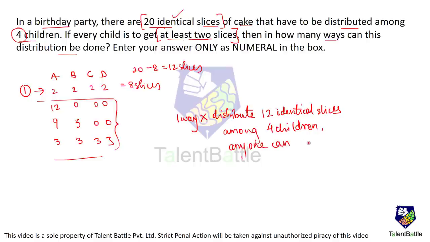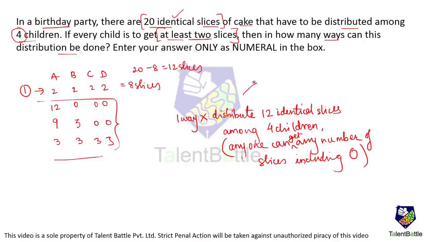anyone can get any number of slices, including 0. That means it might happen that some of them might get 0 slices, or one of the children might get 0 slices. This is the condition. So distribute 12 identical slices among 4 children, such that anyone can get any number of slices including 0.